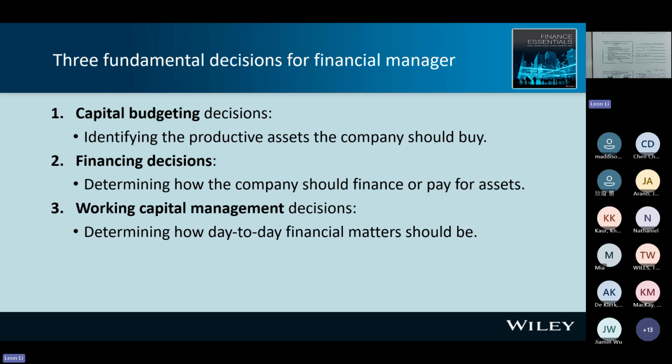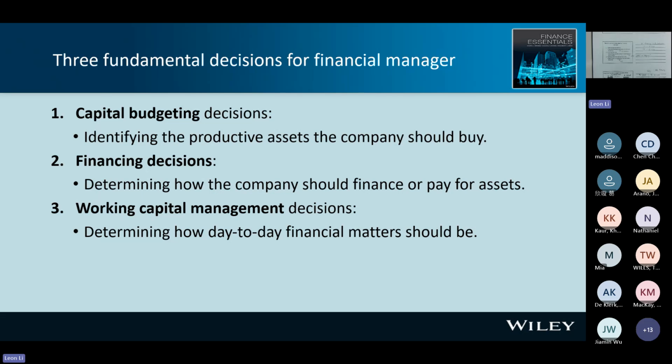So capital budgeting is to identify the productive asset or long-term asset that the company should buy. For example, for my family, capital budgeting is like the house. A house is a long-term asset. So I need to determine which house to buy. Again, a car is another example, right? Or a computer is another example. So this is capital budgeting: identify the productive asset to buy.